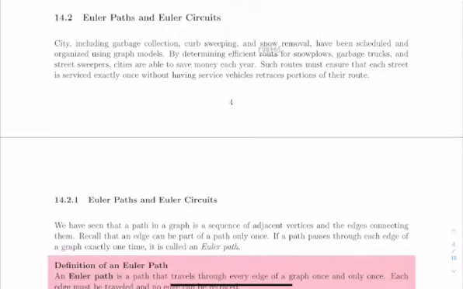In section 14.2, we look at Euler paths and Euler circuits. City services, including garbage collection, sweeping, and snow removal, have been scheduled and organized using graph models. By determining efficient routes for snowplows, garbage trucks, and street sweepers, cities are able to save money each year. Such routes must ensure that each street is serviced exactly once without having service vehicles retrace portions of their route.